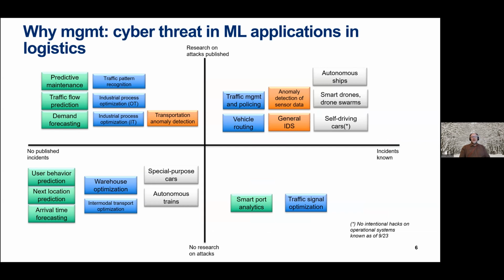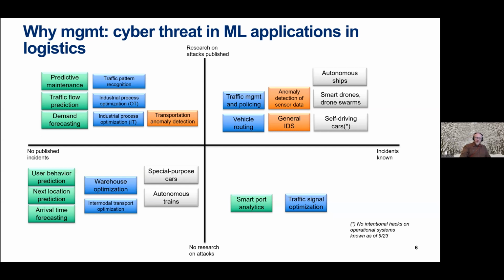However, there is only a limited amount of research in general in these areas, even though there are known incidents on some of them. So this means that there definitely is machine learning used in many real life applications, and there are incidents in those applications. So it's just a matter of time before something really bad happens.